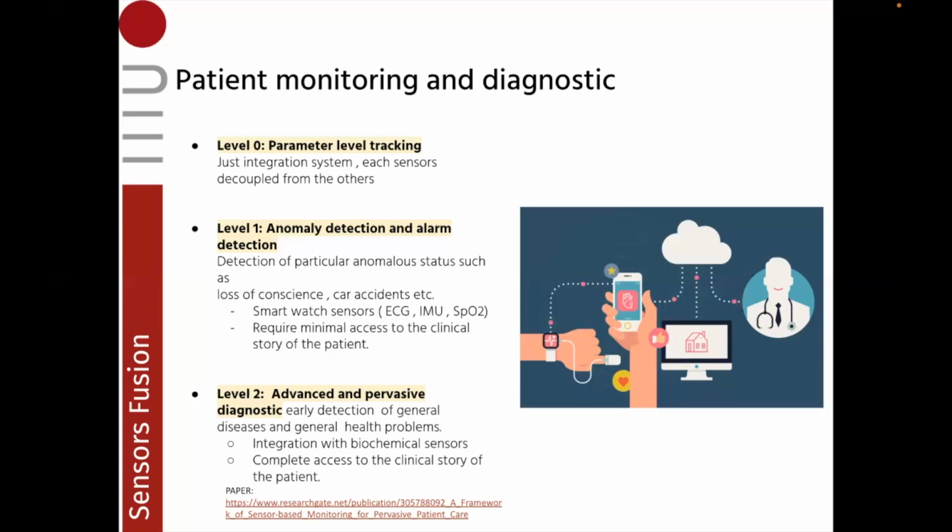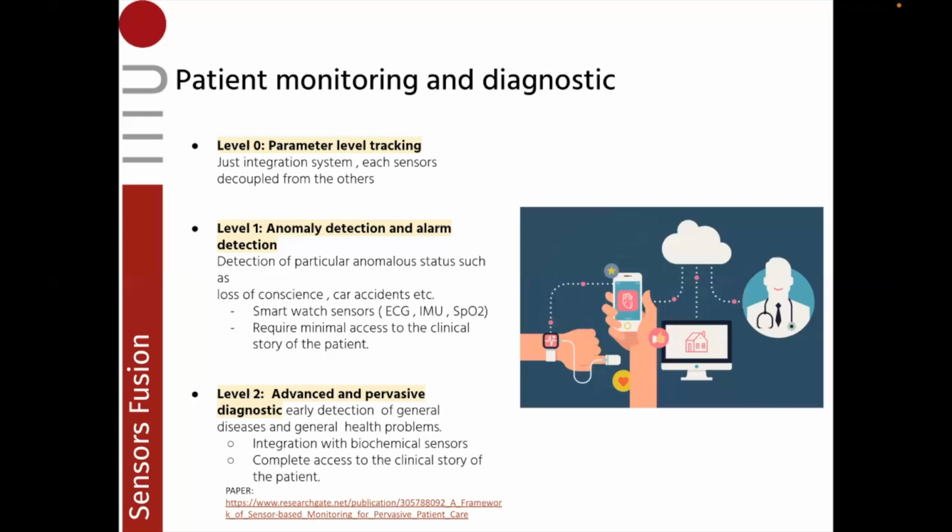So level 0 of diagnostic does not require any kind of sensor fusion, but a simple and basic sensor integration is more than enough. Actually, sensor fusion is required as a key enabler in level 1, what we call anomaly detection and alarm detection. Basically, in this level of diagnostic, what we want is the possibility of detecting particular anomalous status, so status that does not belong to the usual pattern, the usual behavior in some sense of the person.